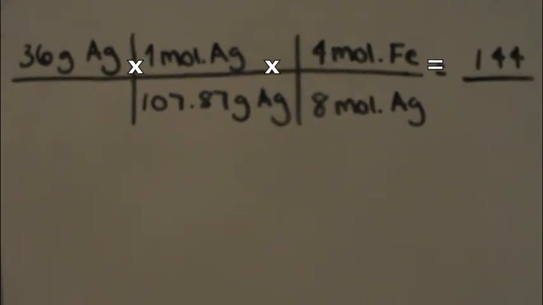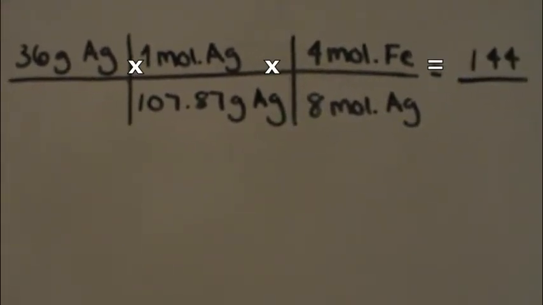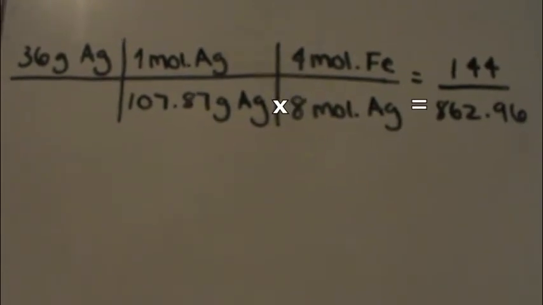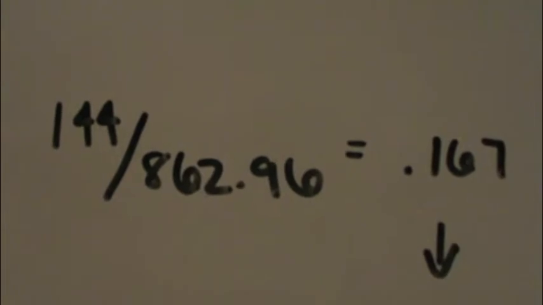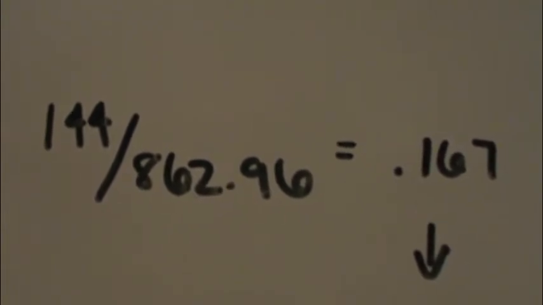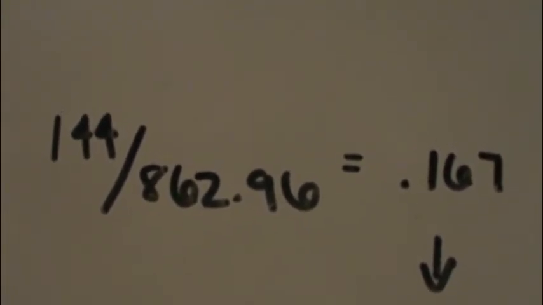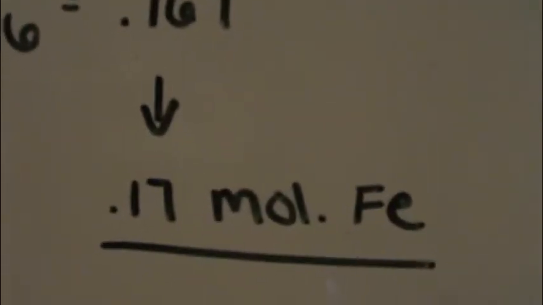So now I'm going to multiply across the top, and I end up getting 144. Then we multiply across the bottom and get 862.96. So when you divide 862.96 into 144, you end up getting 0.167, which I'm going to round up, and it gives me an answer of 0.17 moles of iron. So next we're going to do a mole to mass conversion.